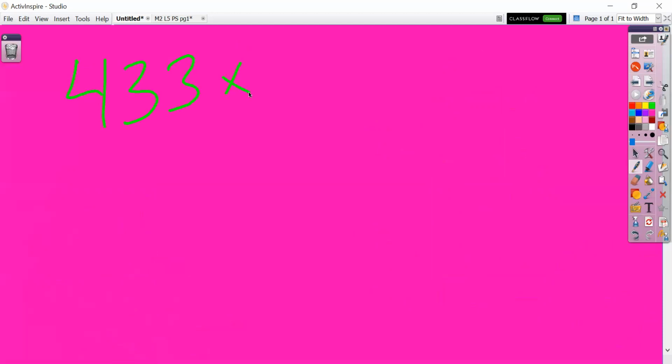433 times, let's do 3. Oh, what? I didn't mean 3, 33. Perfect. 433 times 33. Now the first step in standard algorithm is to do the ones place. Well, 3 times 3 is 9, 3 times 3 is 9, and 3 times 4 is 12, right?